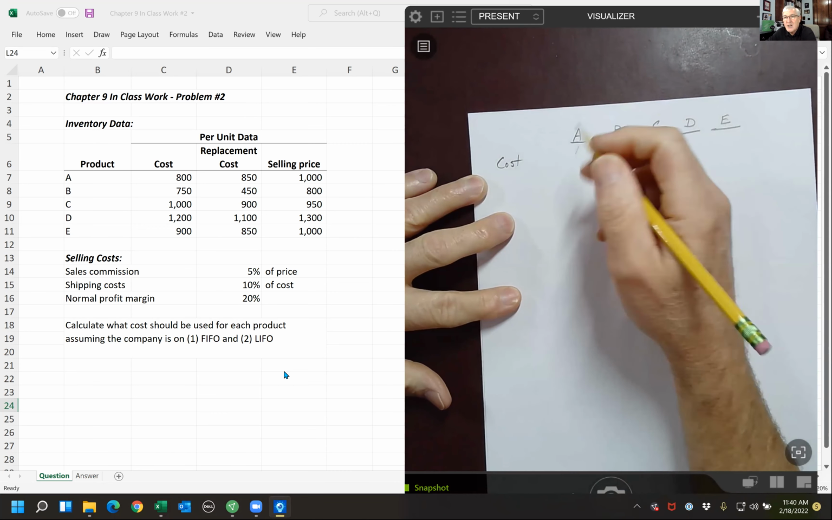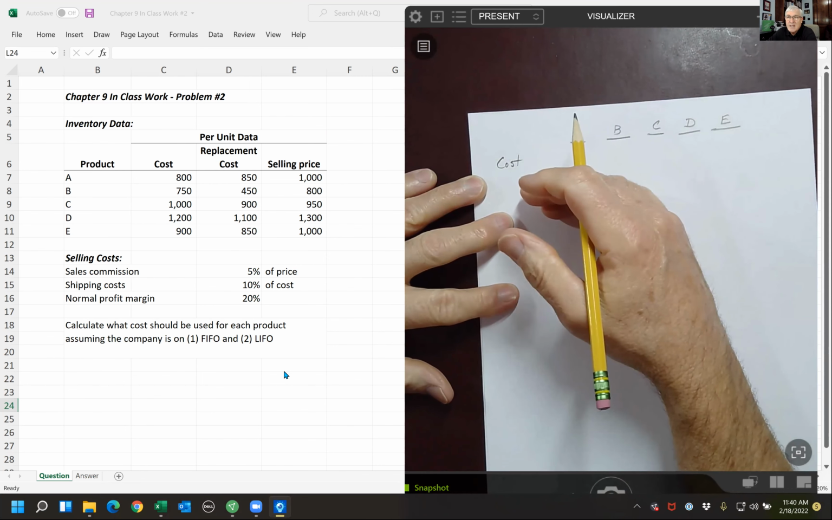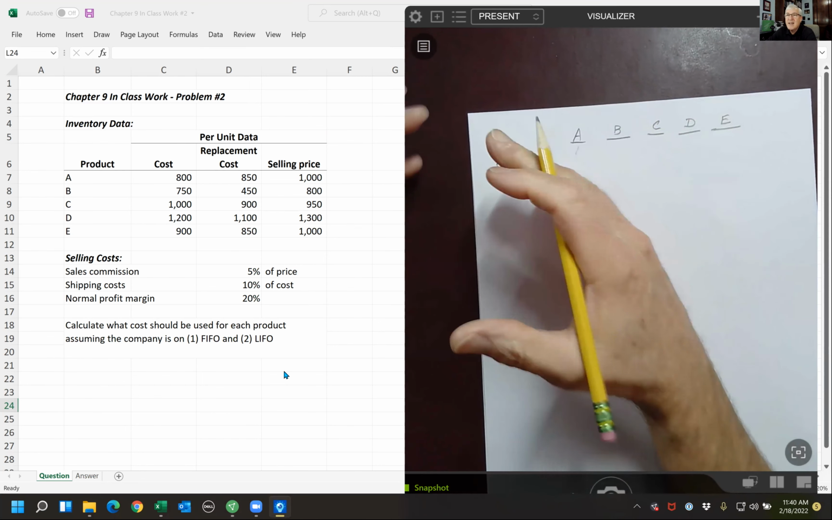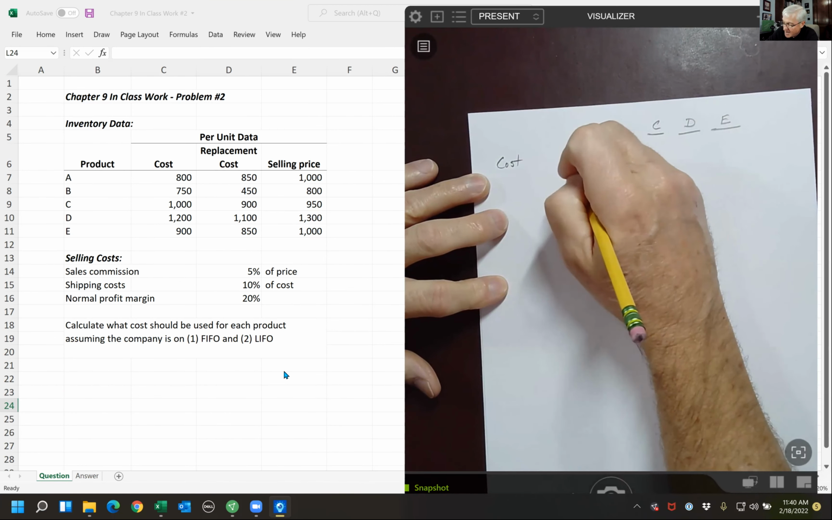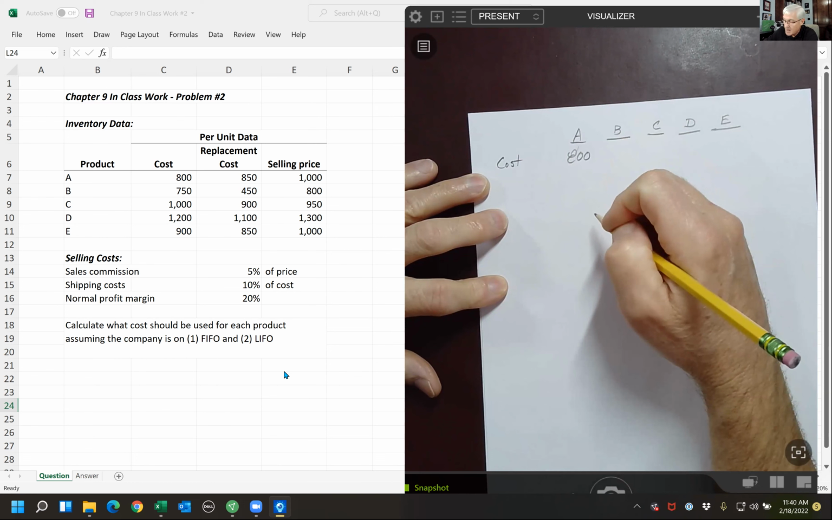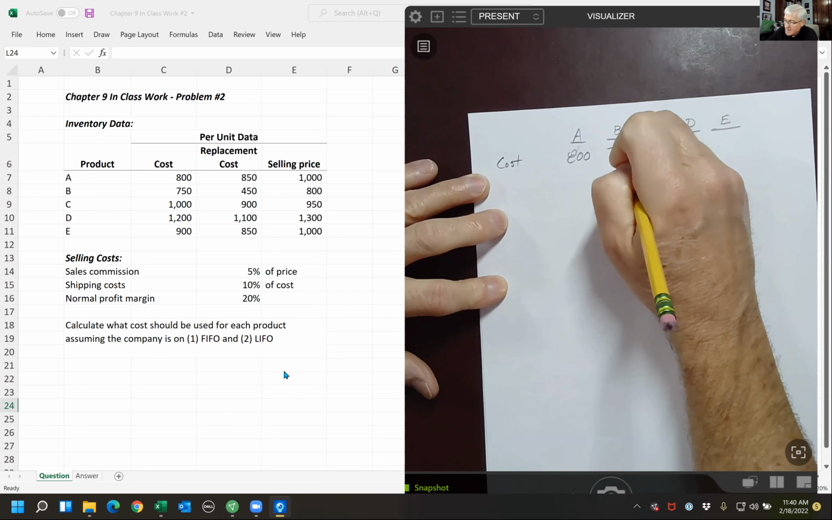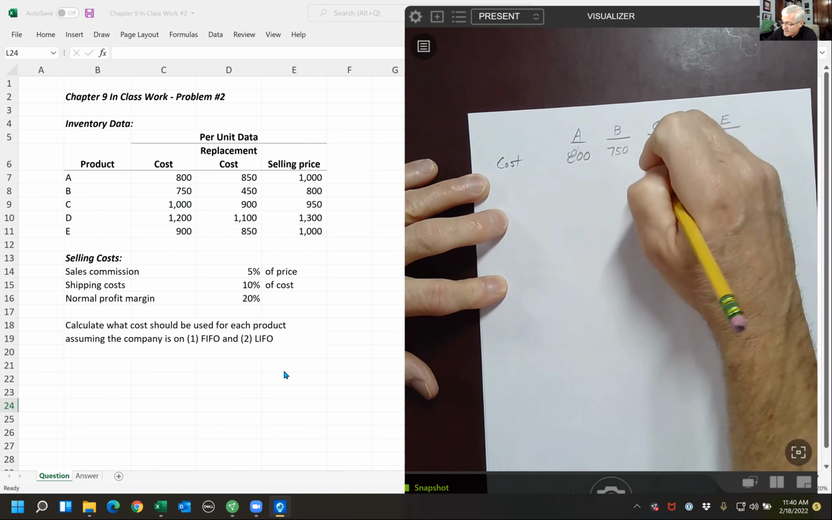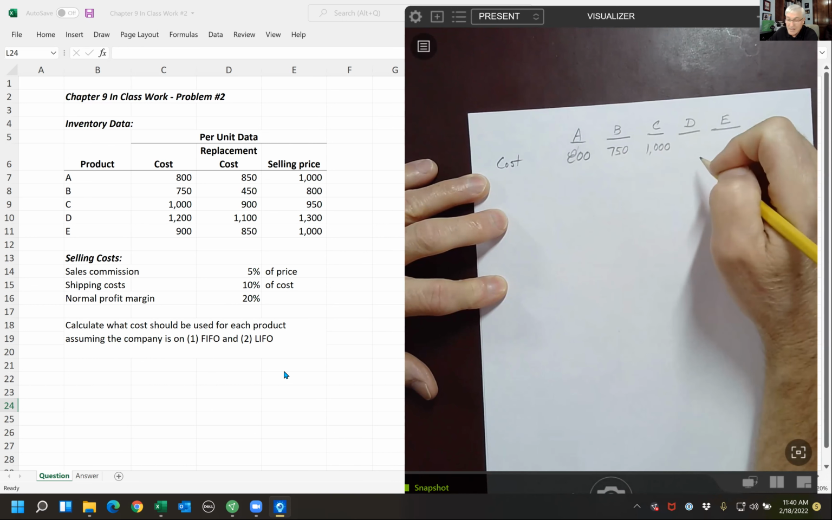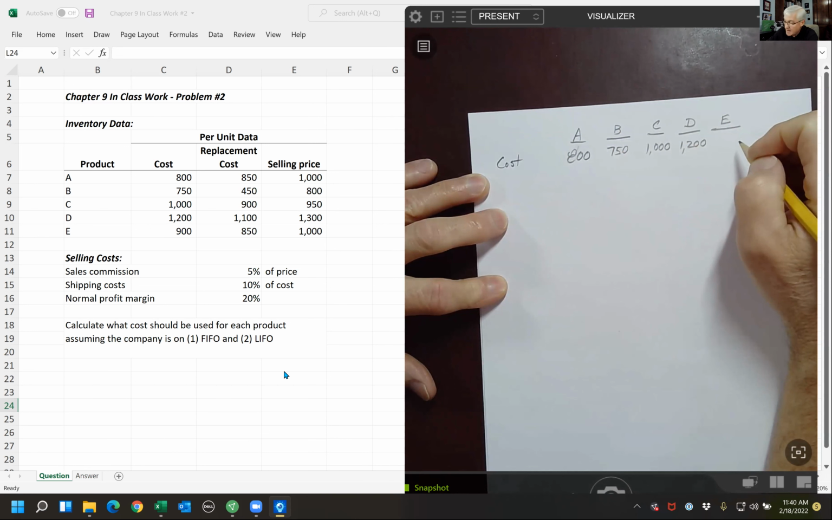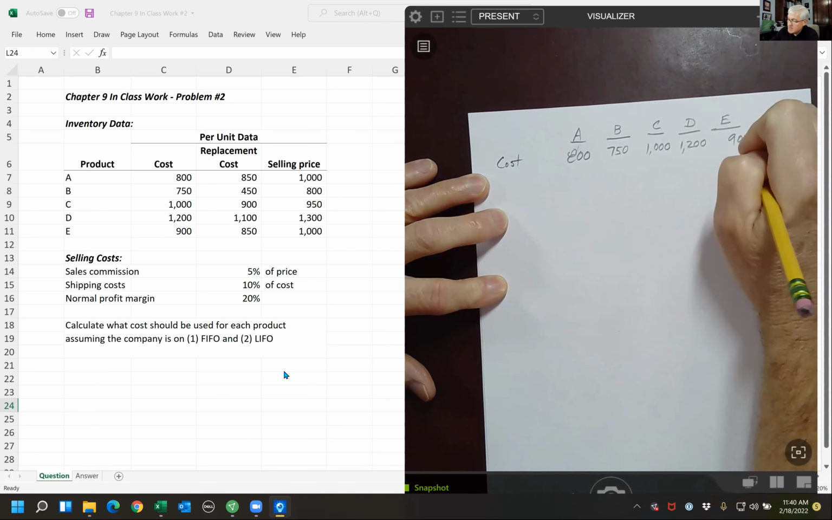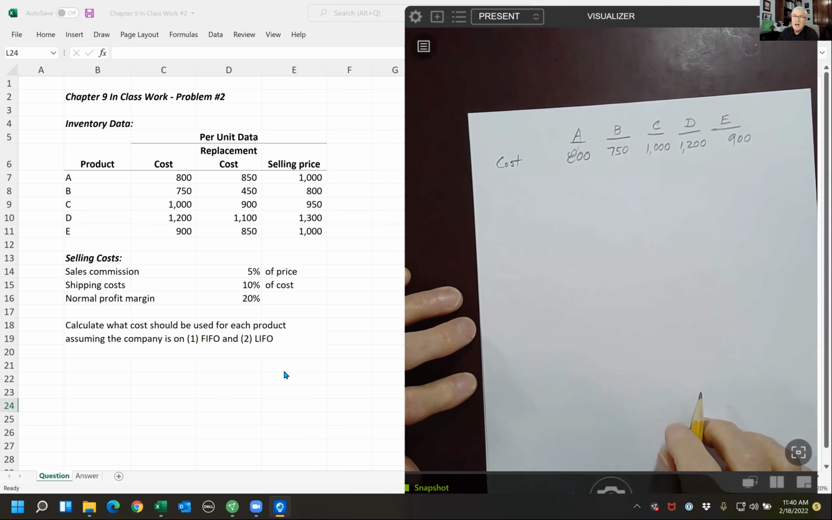And when we say cost, that's what we paid for it. That's the historical cost. That's sitting in our books right now. That's on the books. And so A is on the books for $800 per unit, B at $750, C at $1,000, D at $1,200, and E at $900. So this is what we'll be comparing to for both FIFO and LIFO.